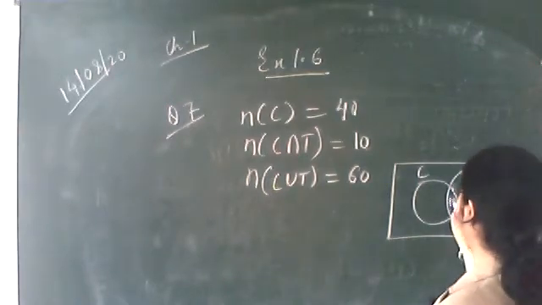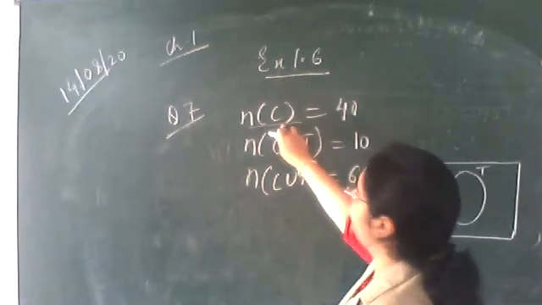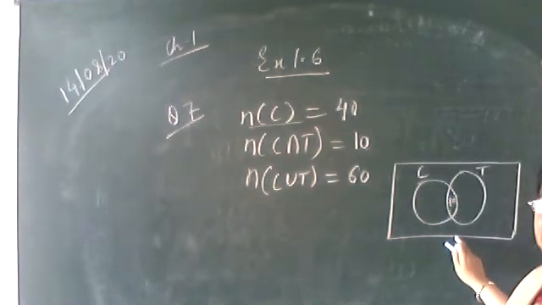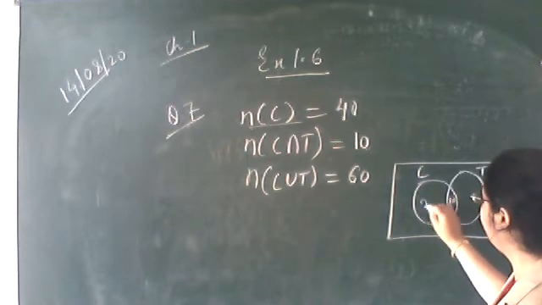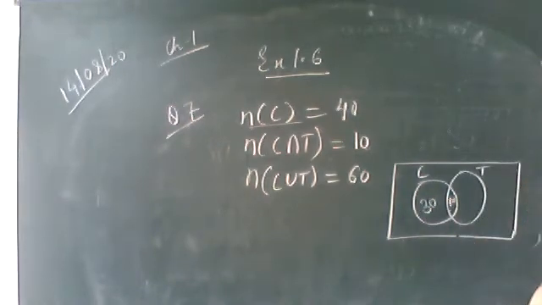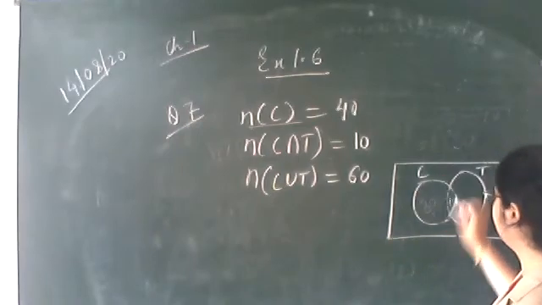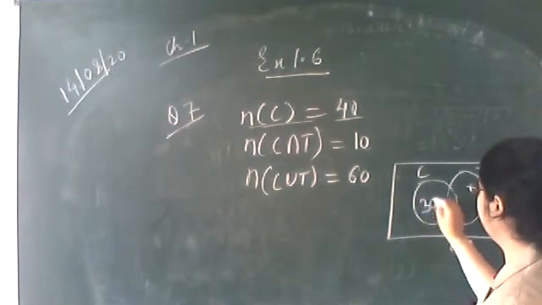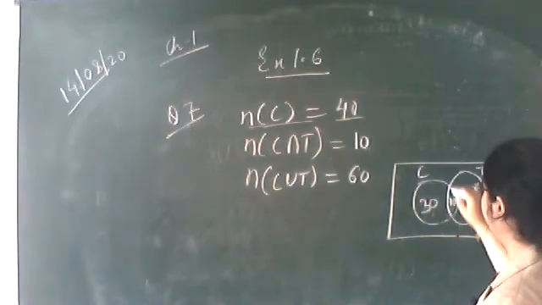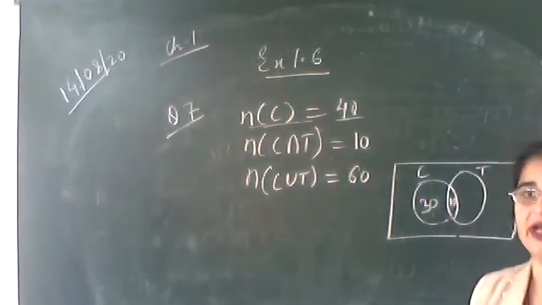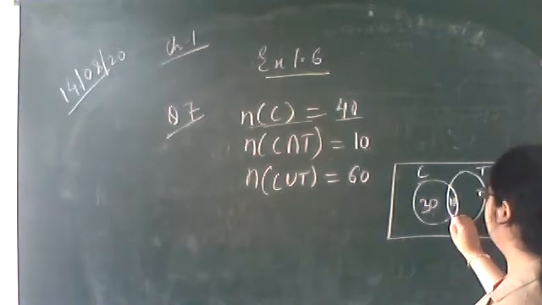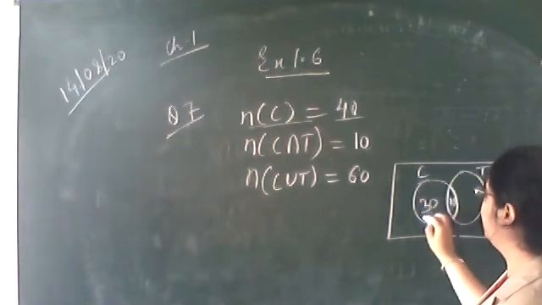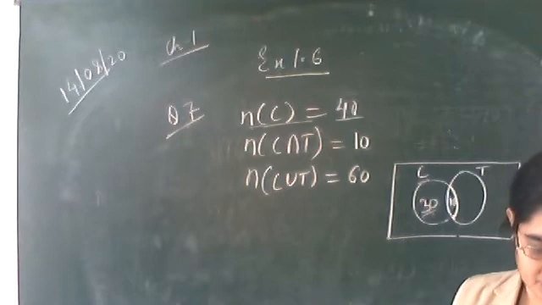Now, the number of people who like cricket is 40. So this 10 intersection part is also coming in cricket. So how many will like cricket only? 30. Just see, this cricket total is 40. If this is 30, then this will be 10, no? This common part is 10, and it is coming in cricket also. So the people who like only cricket are 30.